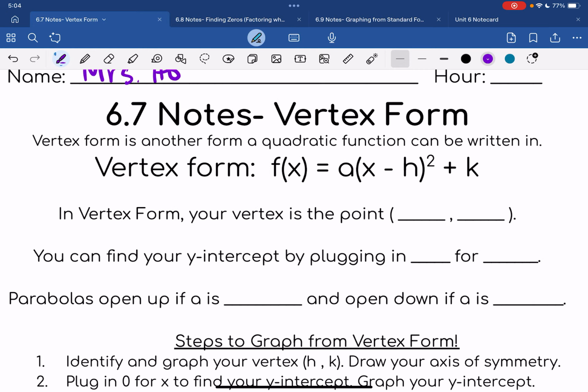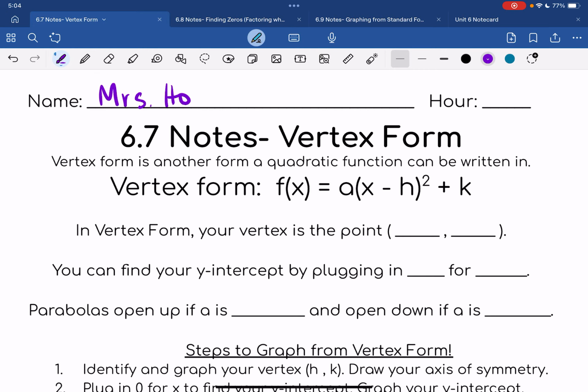Today we are looking at vertex form. So we are taking a break from standard form, which is ax squared plus bx plus c, where it's just everything in order. And we are looking at a completely different form of a quadratic that we are going to graph in a completely different way. This is kind of just a one-off lesson that's tucked in here, but it's its own thing. So vertex form of a quadratic is this form here.